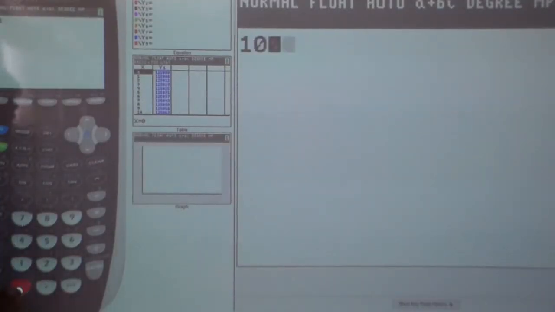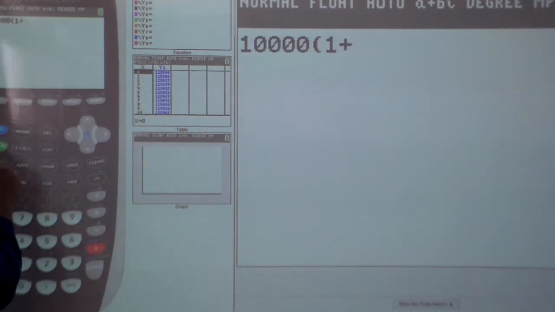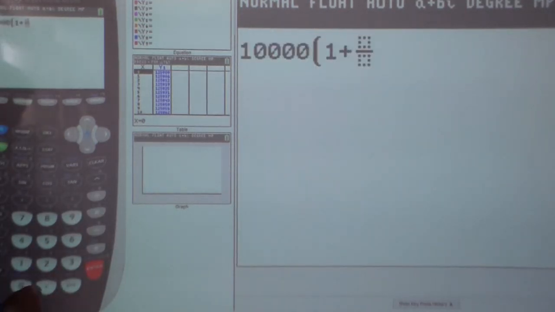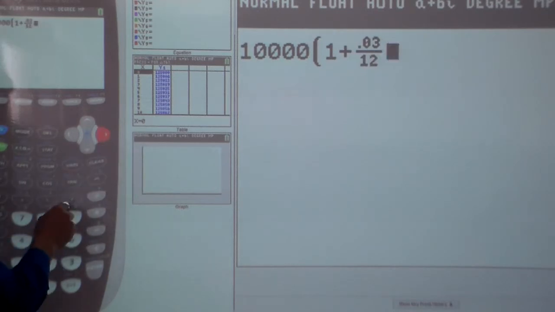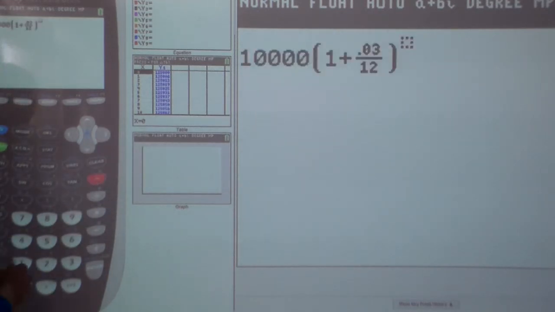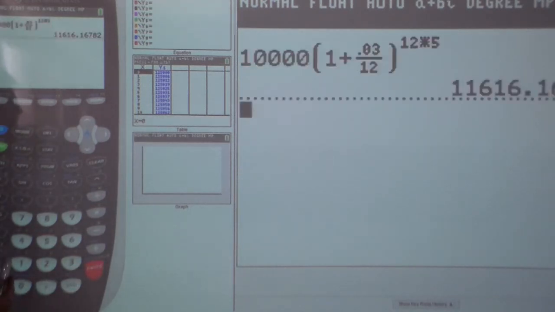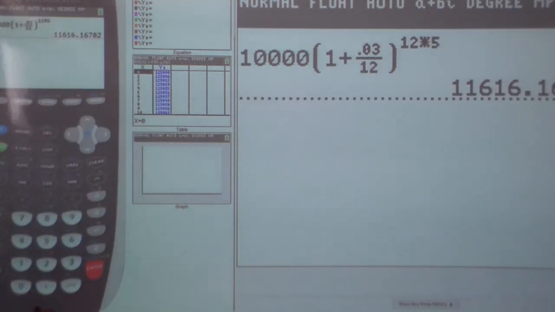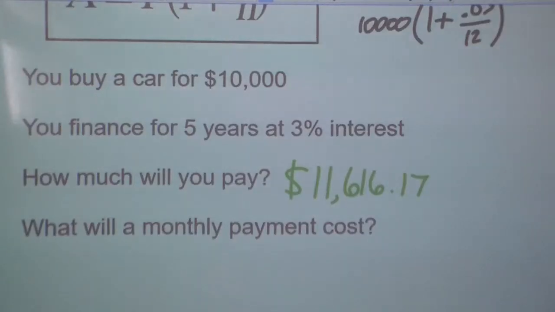So it's 10,000 times 1 plus, and I'm going to do the alpha y equals thing to pull up a fraction. And we'll put 0.03 on top, and we'll put the 12 on the bottom. Caret for a power, and then it was 12 months times 5 years. So the total I'm going to pay is $11,616.17. And honestly, not bad.